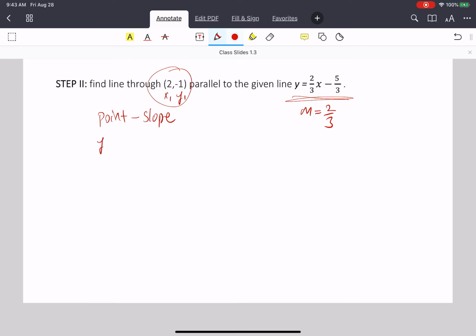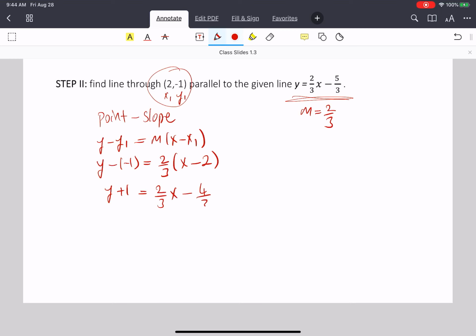So I'll say y minus y1 equals m times x minus x1. Replace y1 with negative 1, the slope with 2 over 3, and x1 with 2. Simplify a little bit: y plus 1 equals 2/3 x minus 2 over 3 times 2, which is 4 over 3. Isolate the y, so subtract 1 from both sides. You get y equals 2/3 x minus 4 over 3 minus 1, and that leads us to y equals 2/3 x minus 7 over 3.